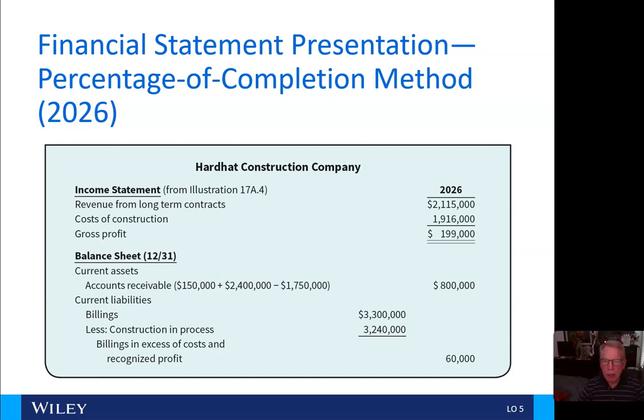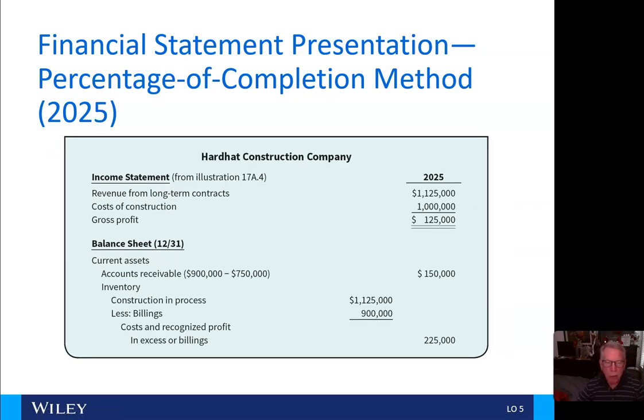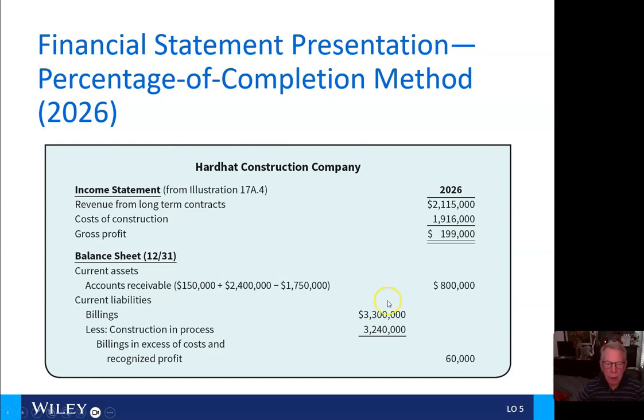In 2026, same idea here, the gross profit we went through previously. Our accounts receivable is going to be $150,000 plus $2.4 million minus $1 million, $750,000 here for $800,000. Our billings will be $3.3 million, and our construction in progress billings in excess of cost and recognized profit will be $3.24 million, and we'll recognize profit of $60,000 here.